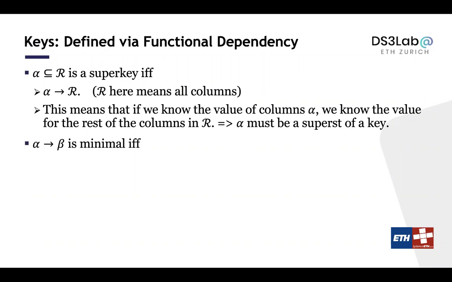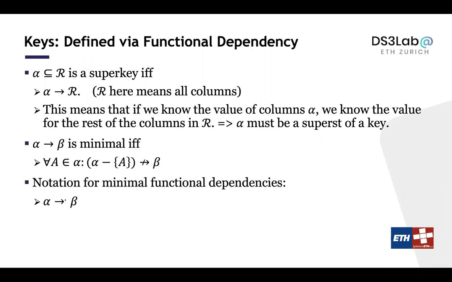And we say a functional dependency from alpha to beta is minimal if and only if, when you remove any attribute on the left-hand side from alpha, you do not have the functional dependency to beta anymore. If that holds, we say the functional dependency from alpha to beta is minimal.